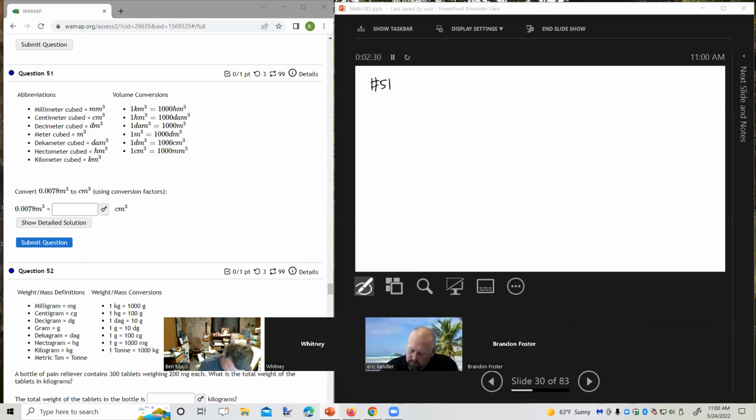51. Convert 0.0078 cubic meters to cubic centimeters. All right, roadmap. I can go from cubic meters to cubic decimeters and from cubic decimeters to cubic centimeters.